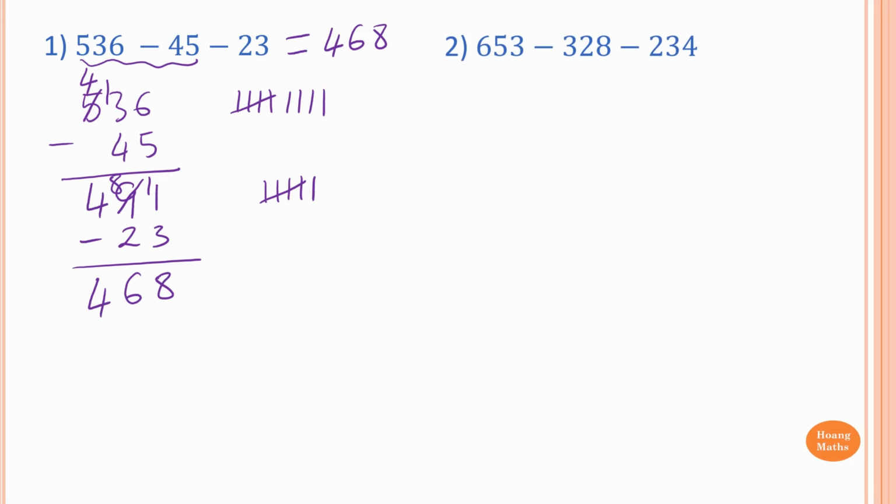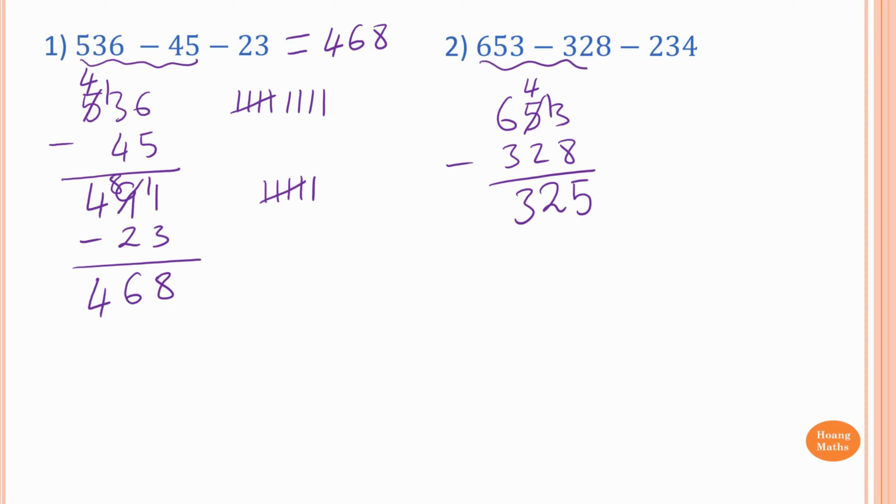Next one, 653 minus 328 minus 234. So we just write this down, 653 minus 328. 3 cannot take away 8, so we borrow 1 from 5, so this is 4. And this has become 13. 10 take away 8 is 2, you add 3, so the answer is 5. 4 take away 2, so equal to 2. 6 take away 3 is 3.